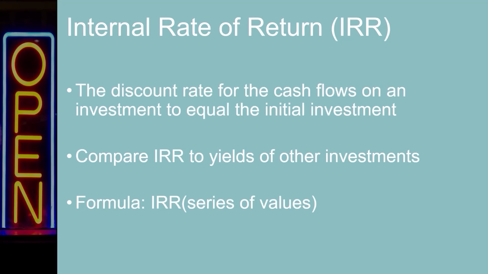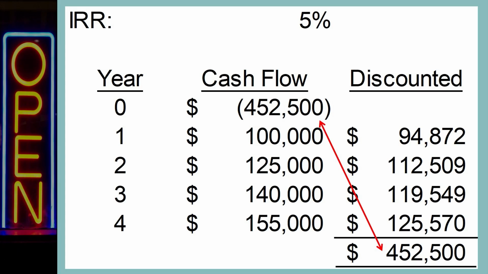It's equals IRR for a series of values. This table shows the year of the cash flows and their discounted values at the IRR. Notice that the sum of the discounted cash flows equals the cash outflows in the first month.